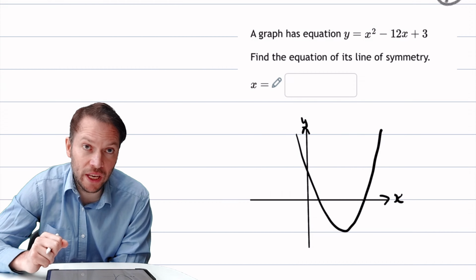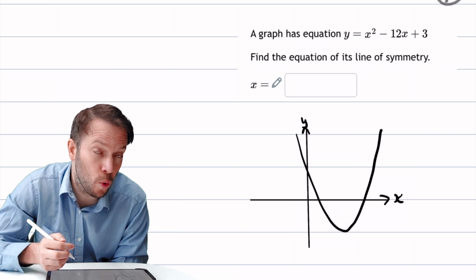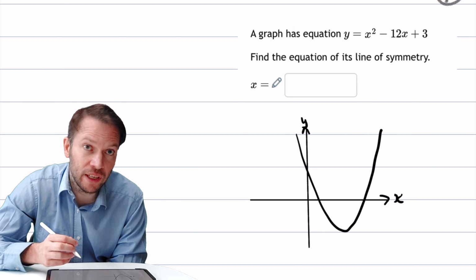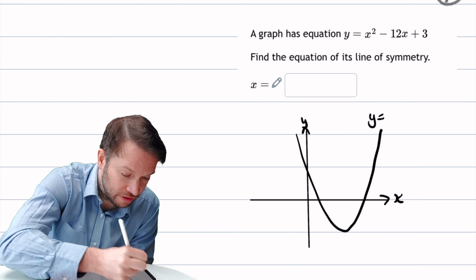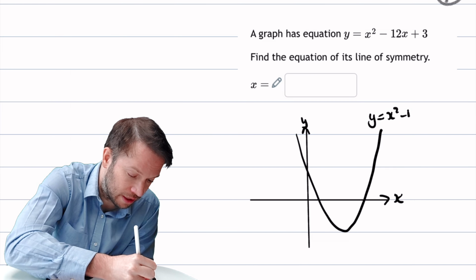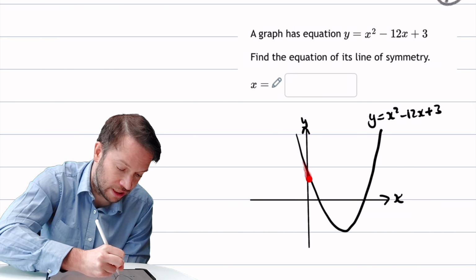Hi, in this video we're going to use something called the completed square form in order to find the equation of the line of symmetry of a quadratic graph. Now, if we were to sketch y equals x squared minus 12x plus 3, it would happen to look something like this. This would be our quadratic graph.